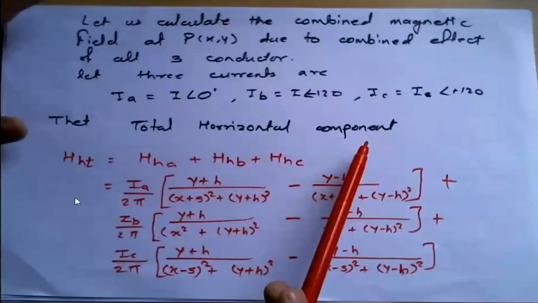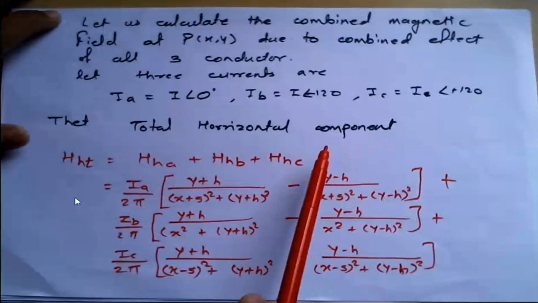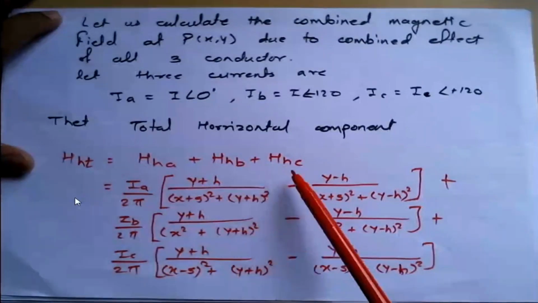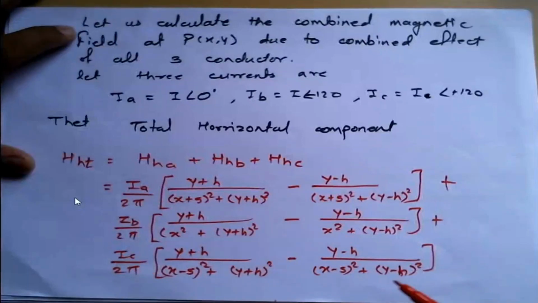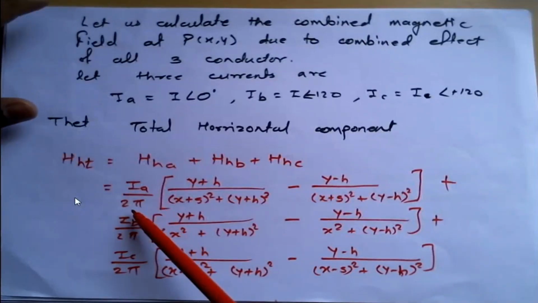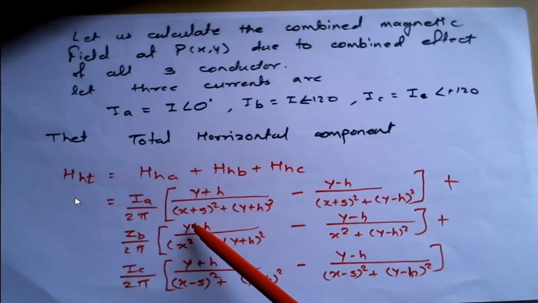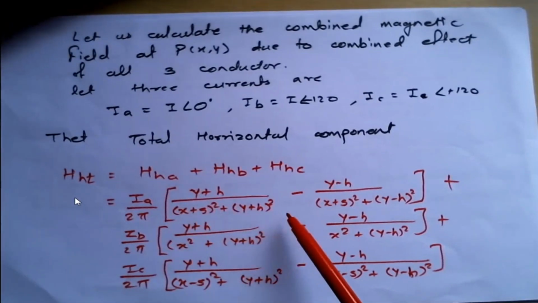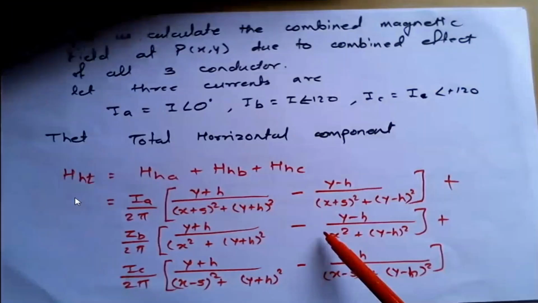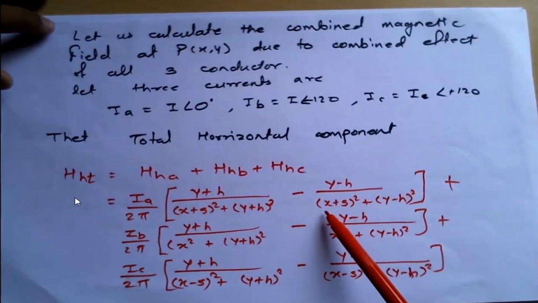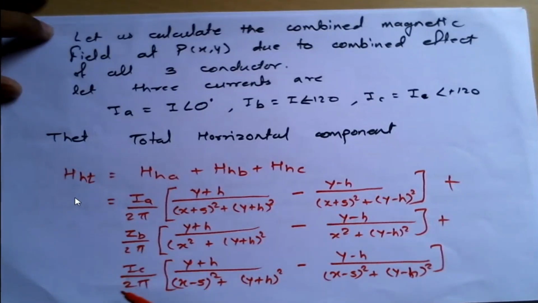The total horizontal component of the electromagnetic field, which was derived in the previous lecture, is H_HT = Ha + Hb + Hc, and accordingly finally we will get the equation Ia upon 2 pi (y plus h upon (x plus s) square plus (y plus h) whole square minus y minus h upon this term. Similarly, the remaining terms.